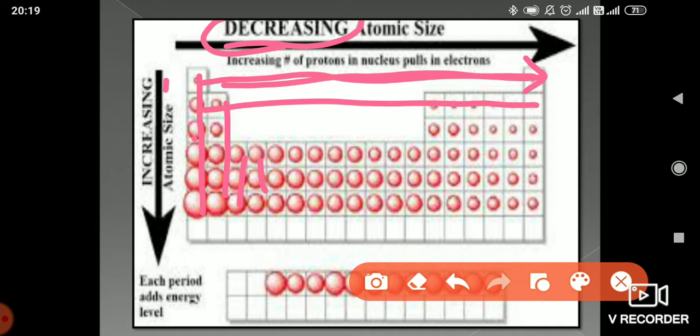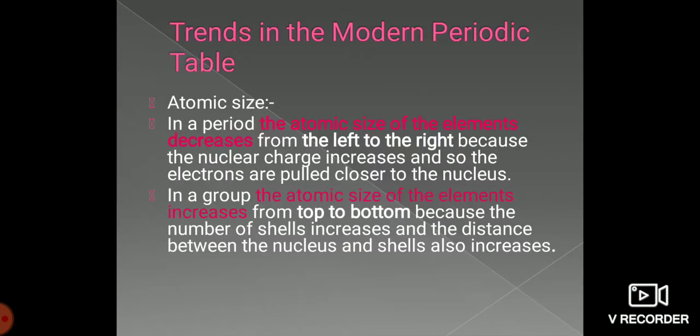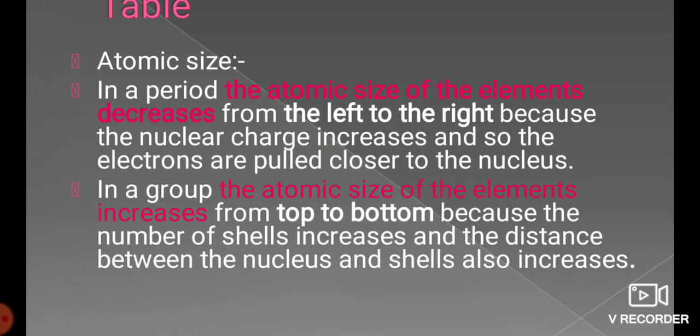And why does the atomic size decrease? Because the nuclear charge increases, and as the nuclear charge increases, it tends to pull the electrons closer to the nucleus and reduces the size of the atom. Because electrons are pulled closer to the nucleus, the size of the atom gets reduced. That is why whenever we move in a period from left to right, the atomic size decreases.